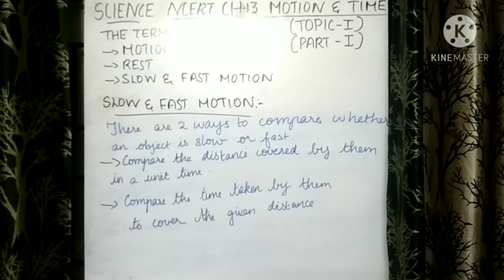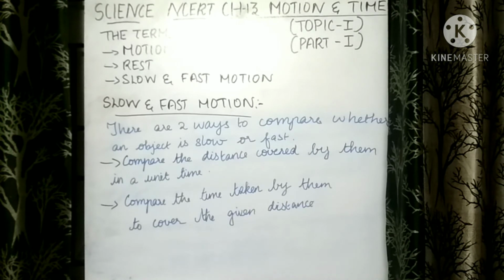One method of comparing whether an object is slow or fast is to compare the distance covered by them in a unit time. For example, the same two cars. I'm making you stand on a road and I'm leaving two cars. I'm giving them a time, let me say 10 minutes. Let them go in a rectilinear motion, in a straight path, for those 10 minutes. After 10 minutes, I will ask you, which car was faster?